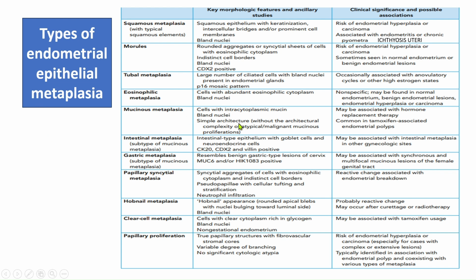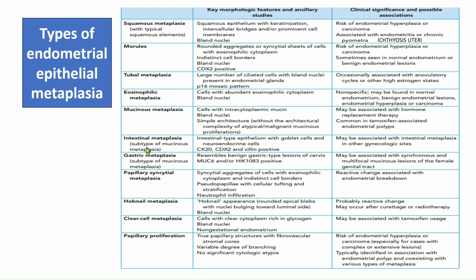Mucinous metaplasia, here we will see cells with intracytoplasmic mucin with bland nuclei, mostly simple architecture without any complexity and atypia. It is associated with hormone replacement therapy and commonly with tamoxifen associated endometrial polyp. There are subtypes of this mucinous metaplasia. One is intestinal metaplasia, second is gastric.